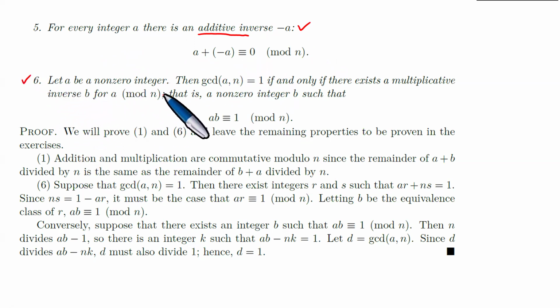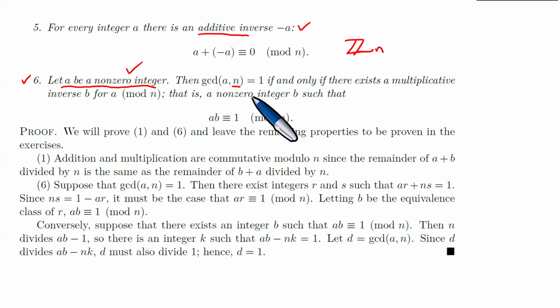6. Right, let A be a non-zero integer. Then the greatest common divisor, the GCD of A and n, is actually equal to 1. So you take A to be, what is A actually? A is a non-zero integer, and n is our usual index for the set Z modulo n. So now we say the GCD of A and n is equal to 1.